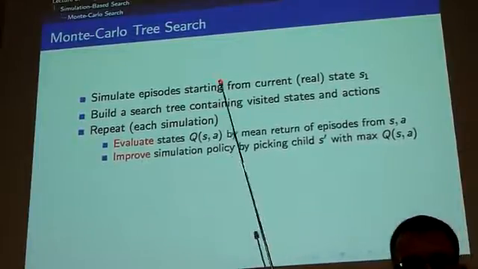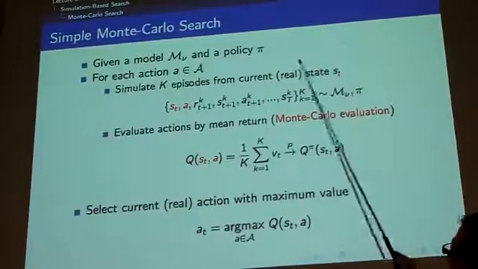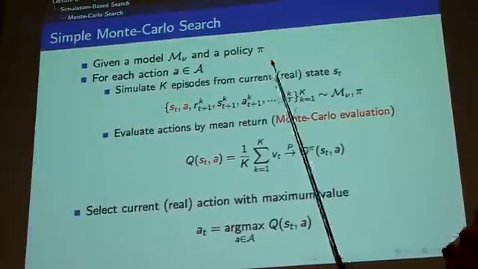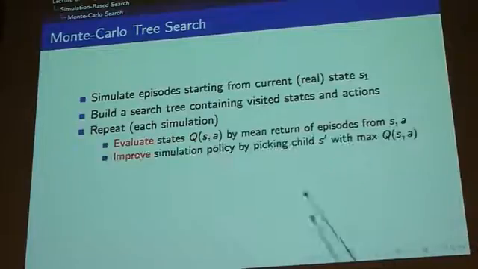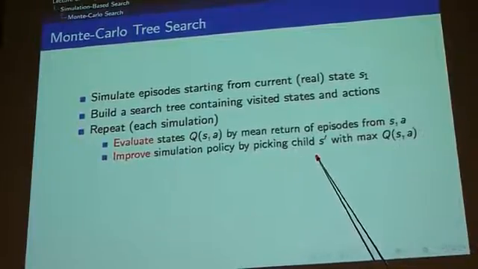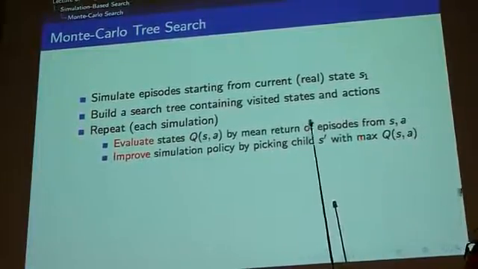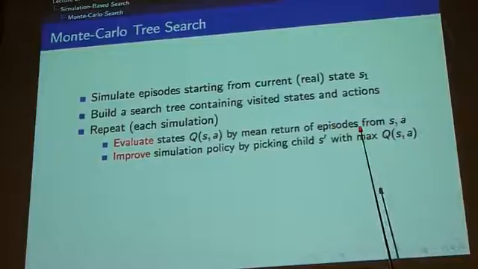Before, we just picked some arbitrary policy like random. Whereas now, we're going to make the simulation better and better. And the way we do that is by improving it, by using the tree to guide the simulations towards the most promising parts of the search space.